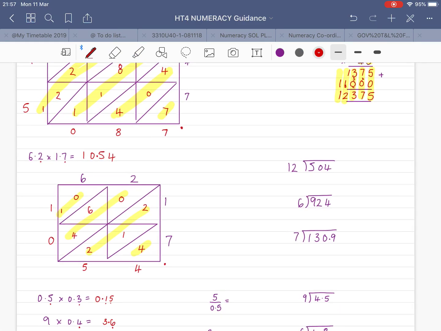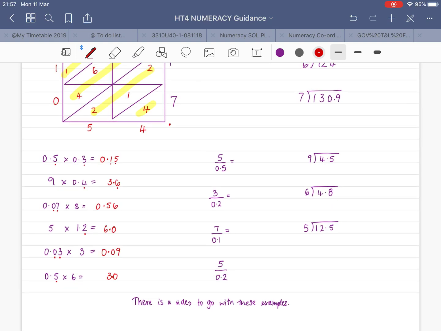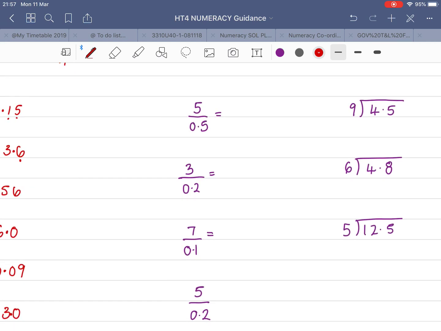Now moving on to division. I've got mental maths division here written as fractions. Students need to be aware that a fraction, 5 divided by 0.5, is not 2.5, but how many 0.5s are there in 5? 0.5 is the divider. So as a bus shelter, this would look like that.